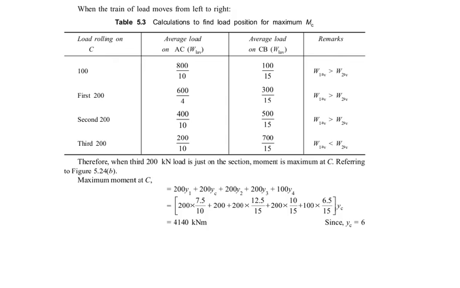Okay, so when the first 200 load, the W2, crosses the section C, the average load on CB will be 100 plus 200 divided by 15.